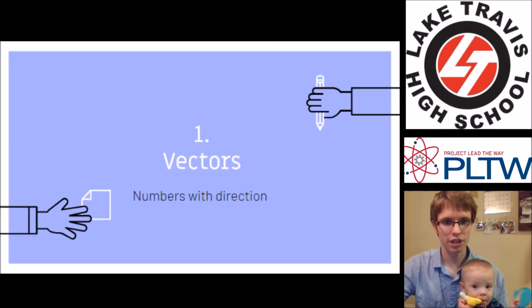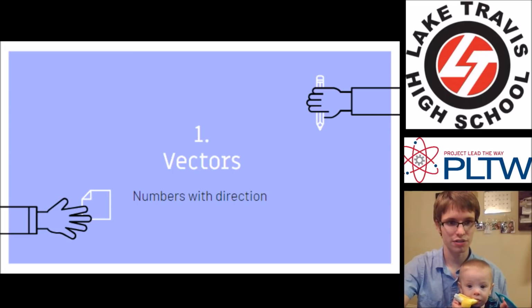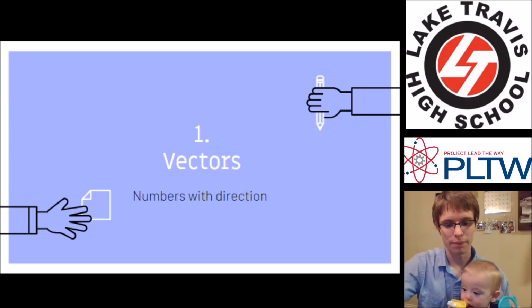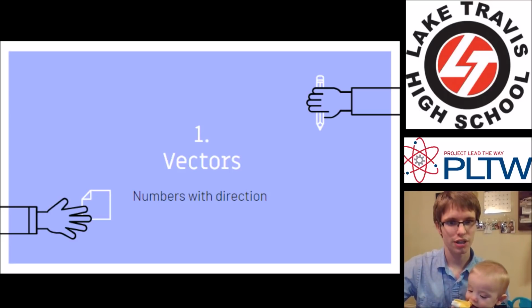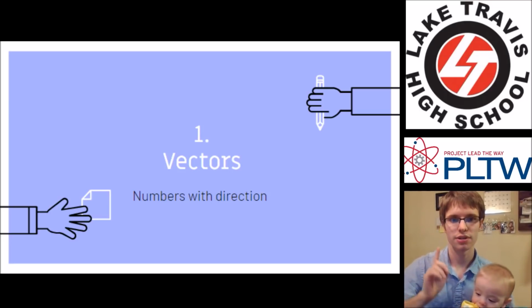The first thing that we need to start talking about in physics is vectors. Vectors are just numbers with direction, just like how measurements are numbers with units. You can also call that a quantity. A quantity is a number with a unit.